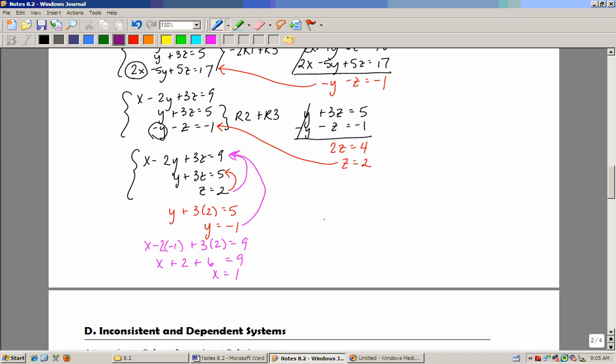So altogether now we have a system of equations solving down for the x is 1, the y is negative 1, and the z is 2. And that's the solution that's true for all 3 equations. So that would be the solution to the system.